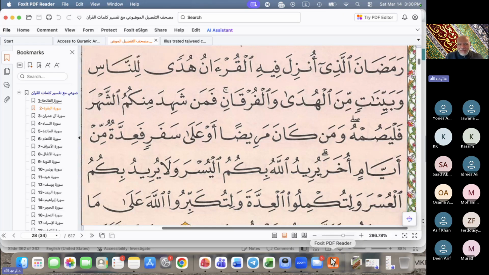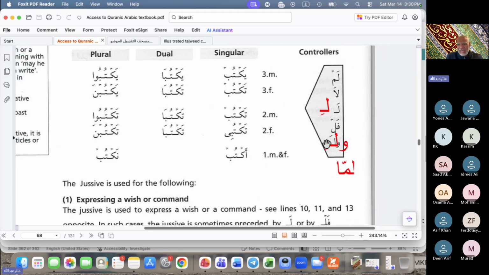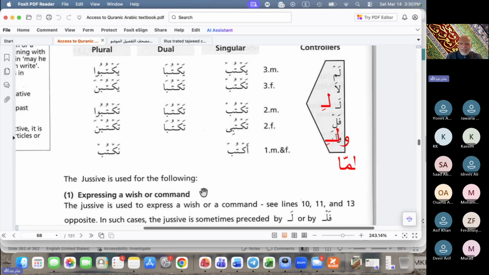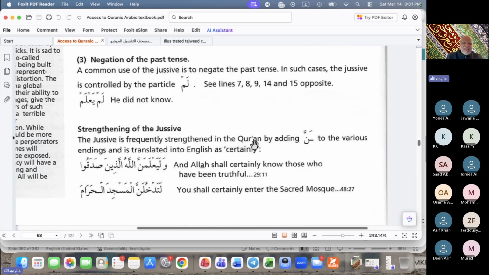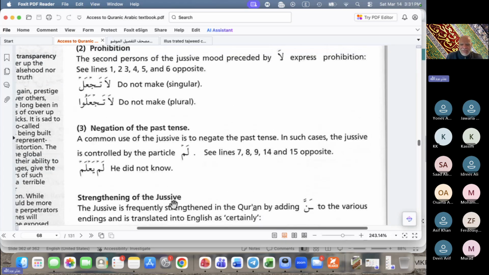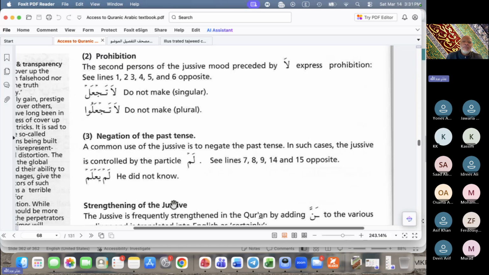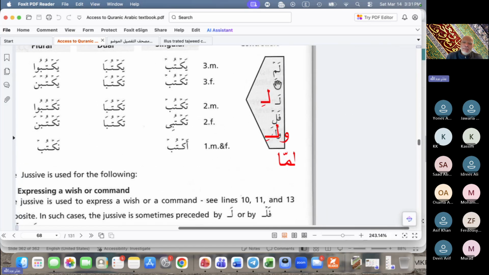Okay. So we have looked at the lam, the fali, and wali, and li. We have looked at all of them. So we are left with two things. Lamma that I added, and the last thing here is the lam for strengthening the jussive. I will come to strengthening the jussive maybe another time, not to confuse you. But I will spend the remainder of the time here on lamma, and I will come back to the lam. Lamma, we have it in Surah Al-Hujurat.